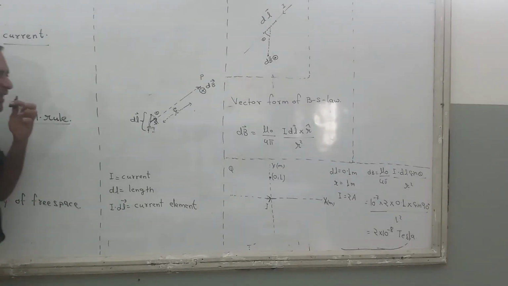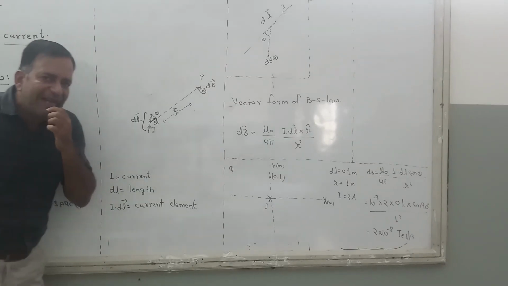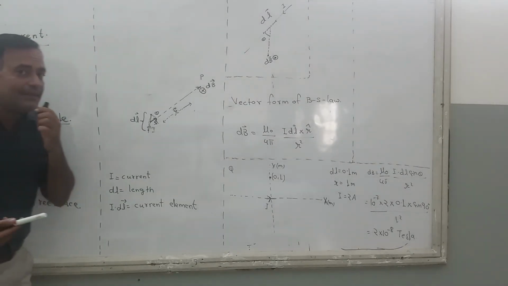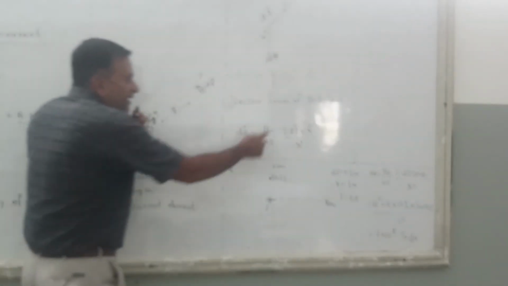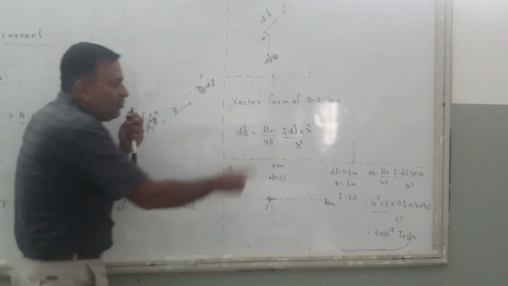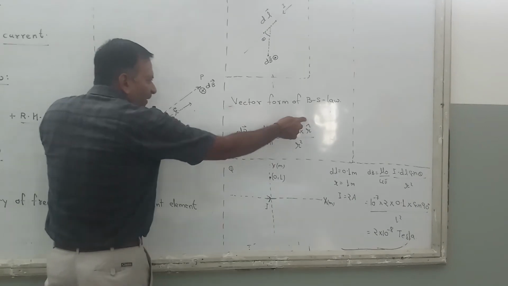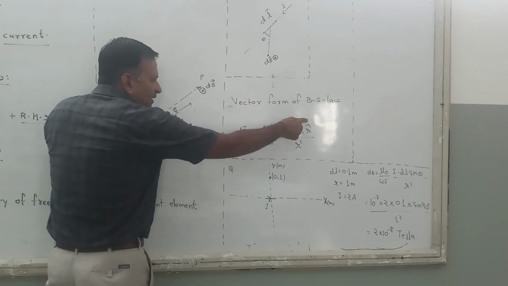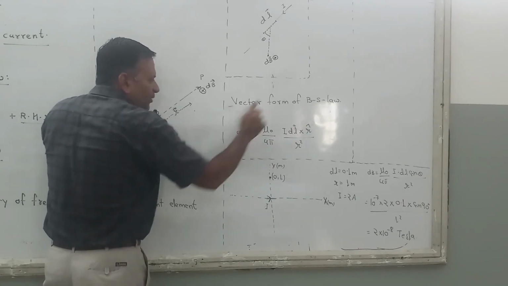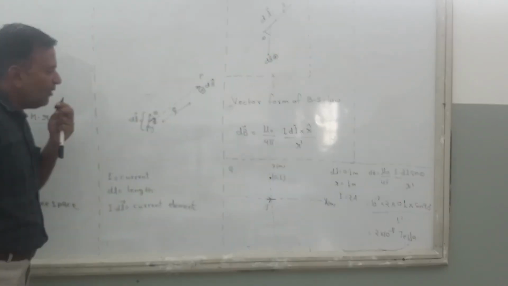Okay, so now when I do this operation, the vector product dl cross r, how do you find it? You are multiplying two vector quantities. This is first, this is second, and then you find the directions. Using these two, you get the direction of dB.